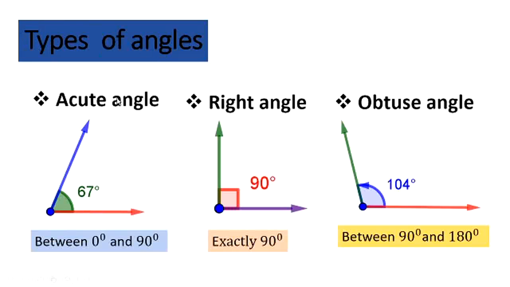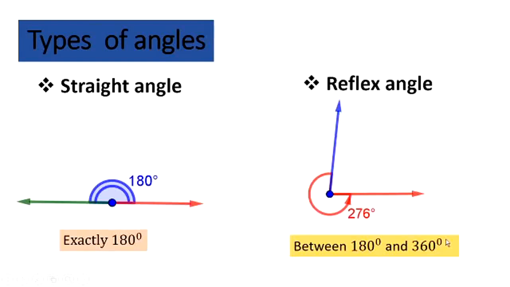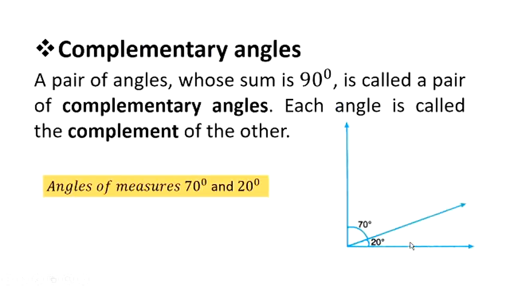Types of angle. As you have studied in lower classes, acute angle. The measure of the angle is greater than 0 degree but less than 90 degree. Right angle. The measure of this angle is 90 degree. Obtuse angle. The measure of this angle lies between 90 degree and 180 degree. Straight angle. The measure of the straight angle is 180 degree. Reflex angle. The measure of this angle lies between 180 degree and 360 degree.